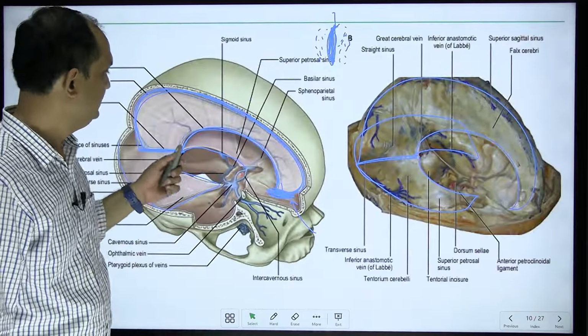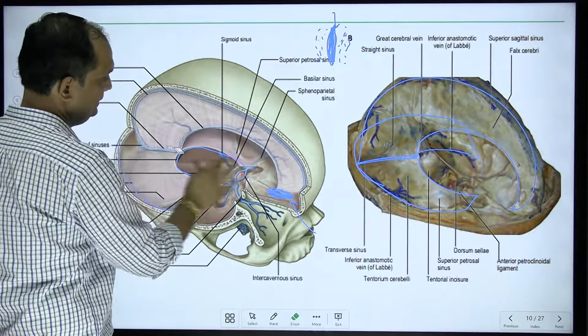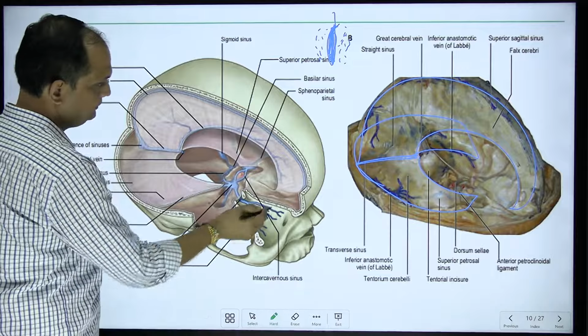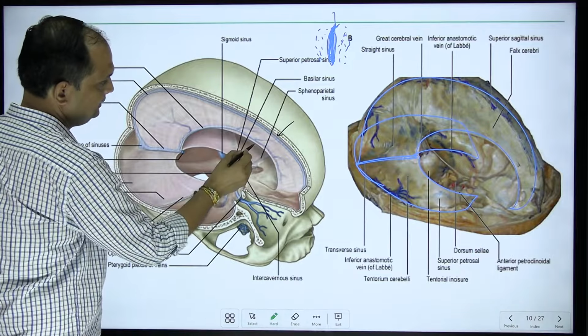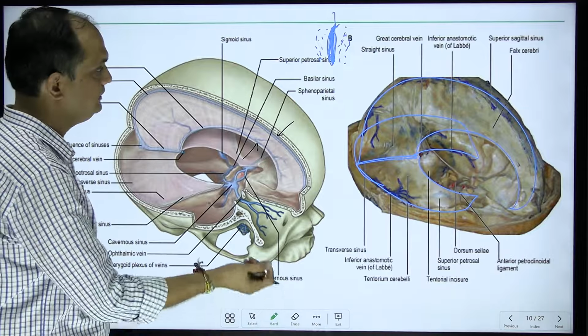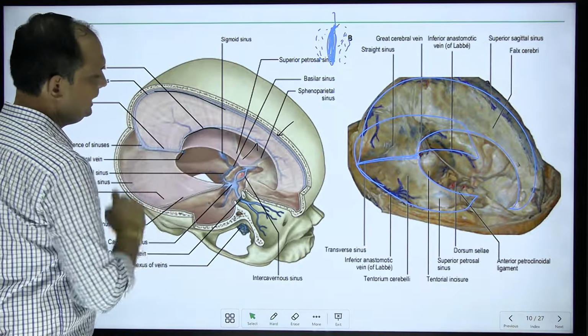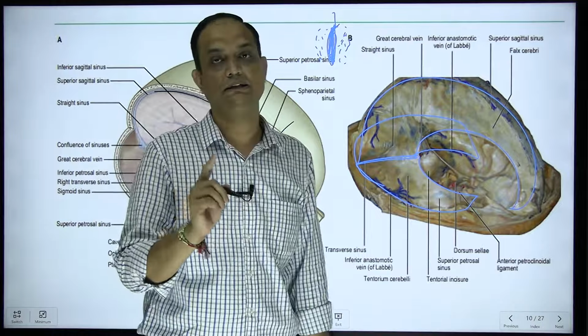Now, in this diagram, you can appreciate the sinuses also. Now, when you will see these two margins, this is the upper margin and this is the lower margin. Along these margins, you can appreciate the blue lines. Now, where are the blue lines? This is one blue line. This is another blue line. And these blue lines are nothing else other than the sinus.